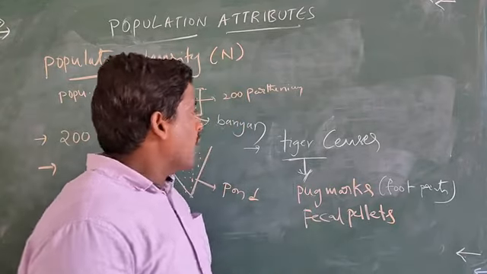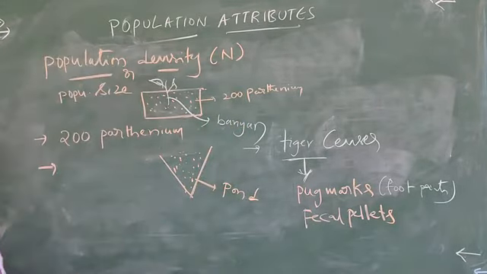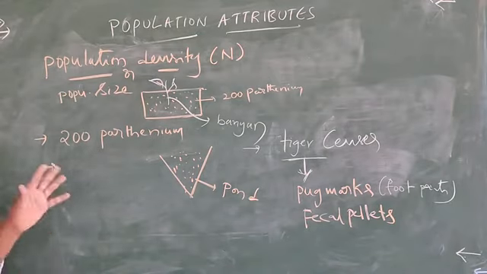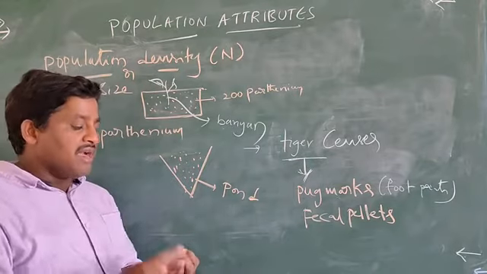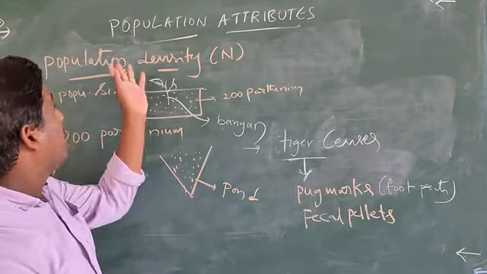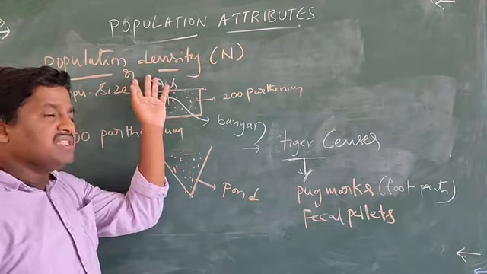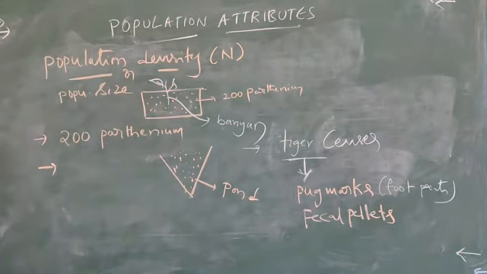Ecologists can find this. Okay, so these are the population attributes. The population attributes are natality, mortality, sex ratio, population age distribution and population density. Okay, these are the attributes.